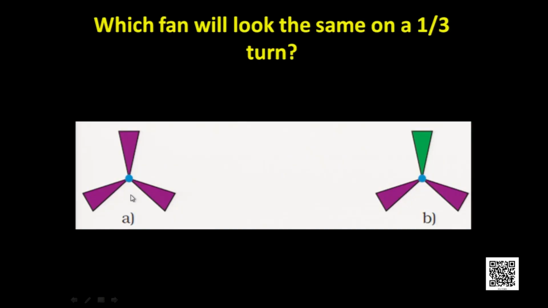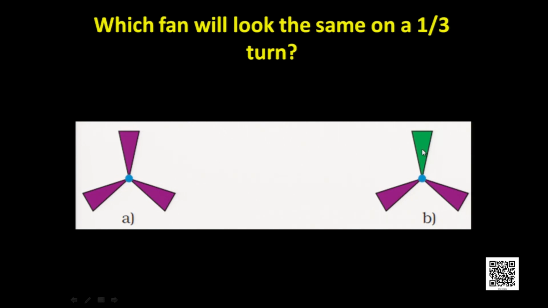Okay. If I make a 1/3 turn of this fan, then fan A, here fan A, it looks the same. But if I rotate this fan B on a 1/3 turn, it will not look the same, because here one color part is there, here it is the green color part, this blade, so it will be different. So the look will not be the same.